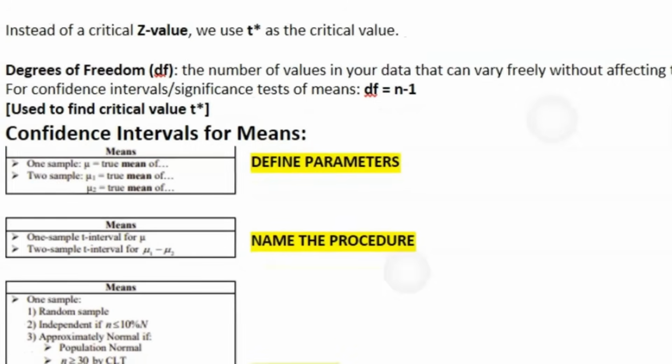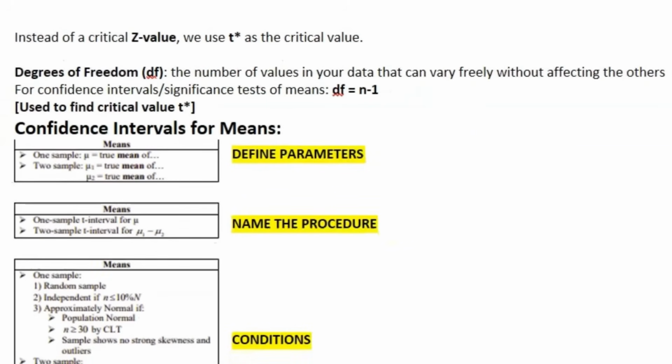First, instead of using a critical z-value, our critical value is t star, okay? So your t star value you can calculate with your calculator, but to do that, you need to also understand your degrees of freedom, which is a new concept and variable. You're going to be using this in chi-squared stuff as well. So your degrees of freedom is the number of values in your data that can vary freely without affecting the others, okay?